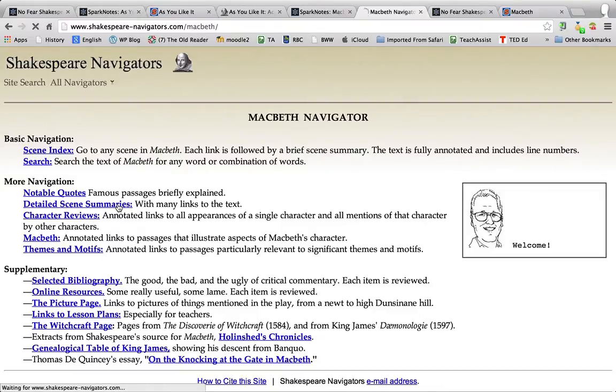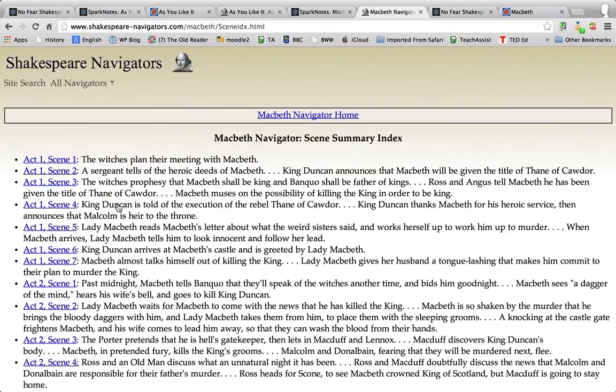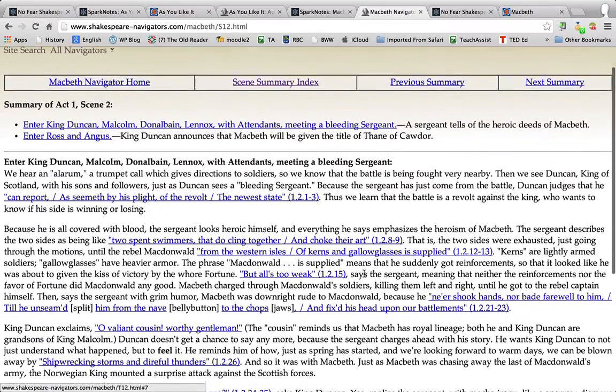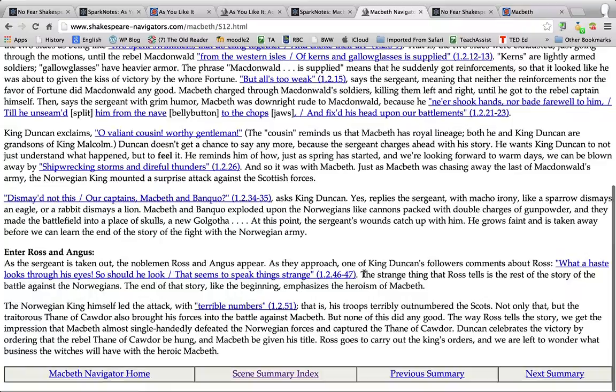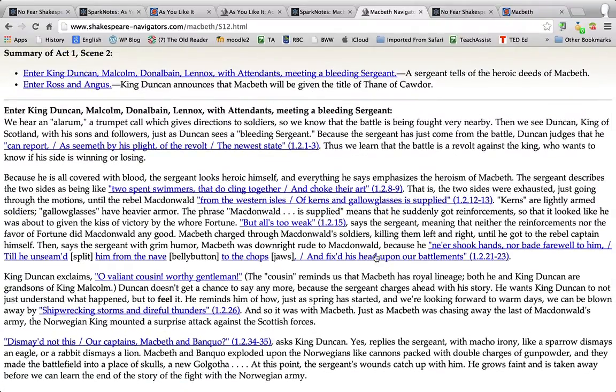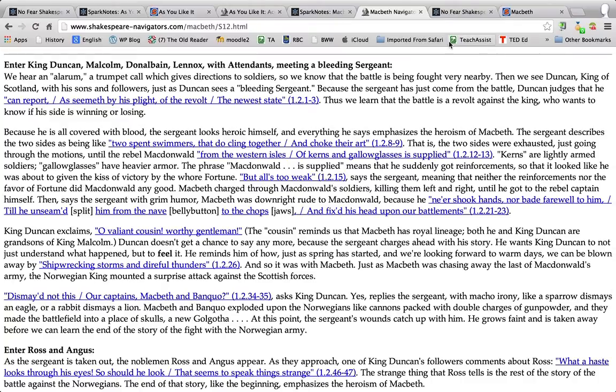If I wanted to look at Act 1, Scene 2, I would simply click on the scene. What you can see here is it seems a bit more in depth than the SparkNotes version, and it gives line numbers. In case you're wondering, whenever you see something like 1.2.8 to 9, it just means Act 1, Scene 2, lines 8 to 9. So I'd read through some of this, and go from there.